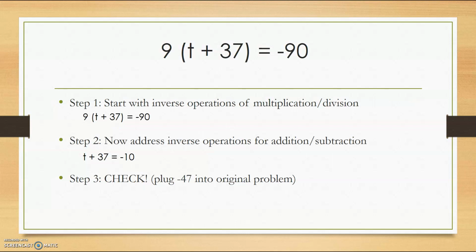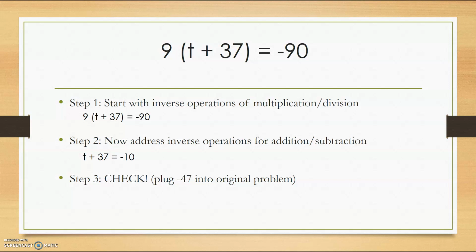All right. We got another doozy here where we have to address multiplication division before addition subtraction. Now again, I told you we're going to work from the outside in to get to the variable. If you'll notice, t is in parentheses with 37. 37 is closer to t than 9 is. So we need to get 9 away from t and 37. So in order to do that, we are going to divide. Now, why are we dividing?